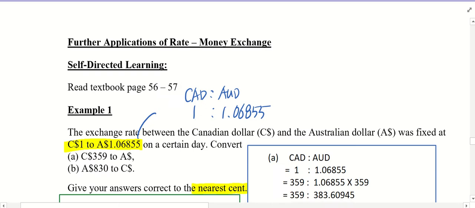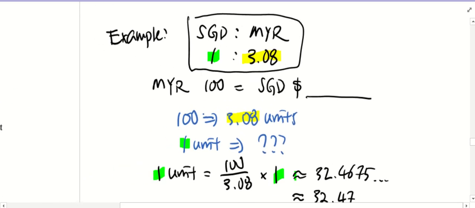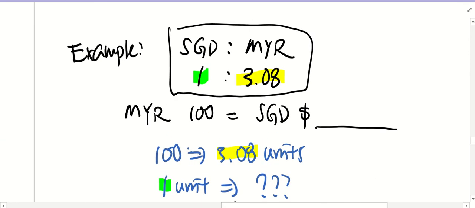Okay, give me a while. Okay, so I have it over here. So one Sing dollar, SGD is Singapore dollars, MYR is Malaysia ringgit. So we can write this as a ratio. One Sing dollar is to 3.08 Malaysia ringgit.